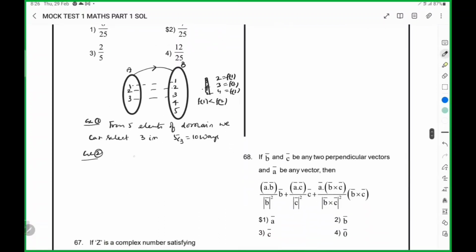Case 2, another possibility. Here we have to select only 2 elements, like 2, 3. Two elements can be selected in 5C2, which is 10 ways. But here, once you select 2, 3, there are 3, 4 possible mappings. So 2, 3, here it is.